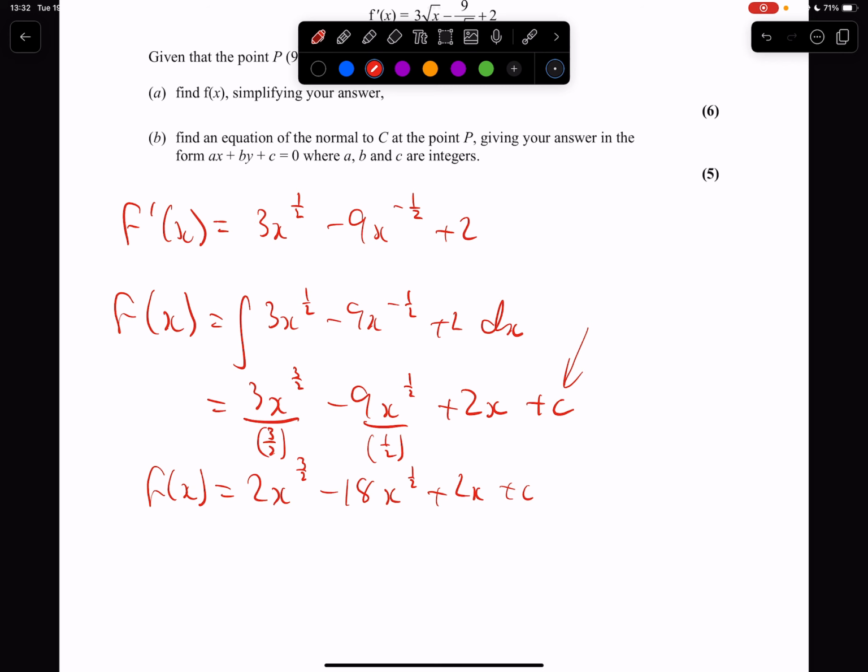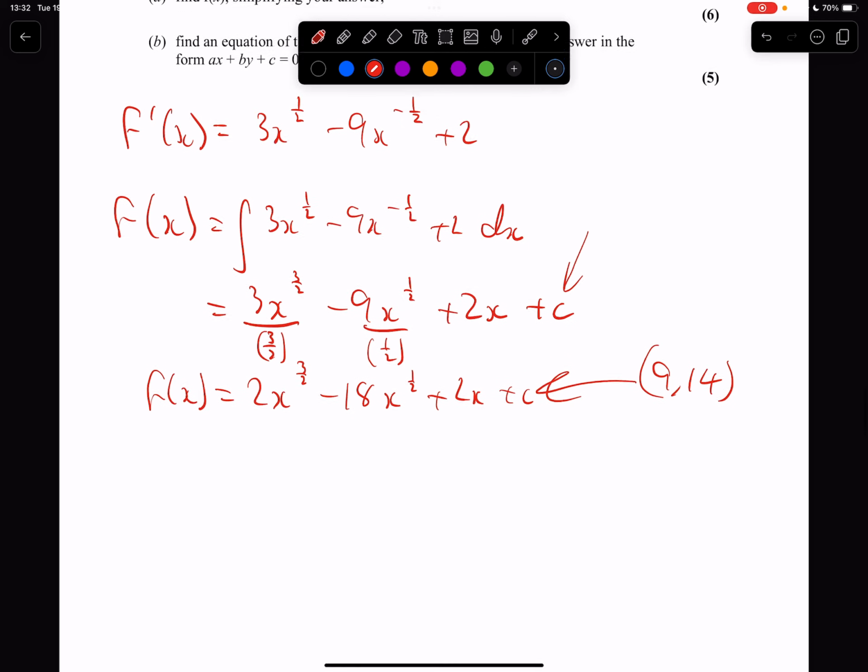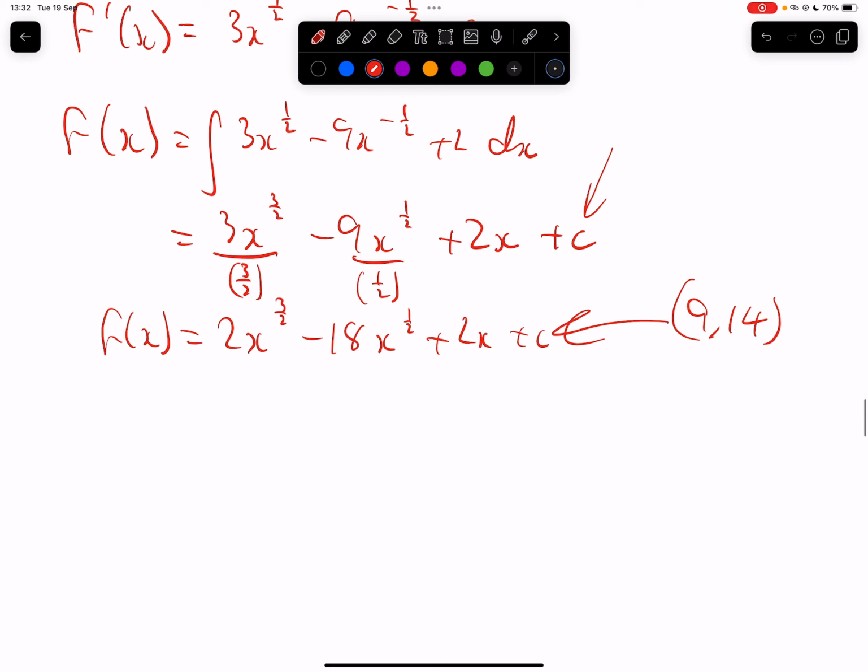They have told us, though, that 9, 14 works with this. So if we put 14 in here, that would be what you get if you work out all of this.